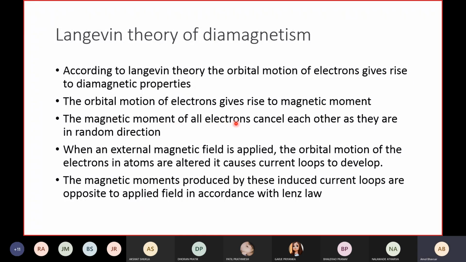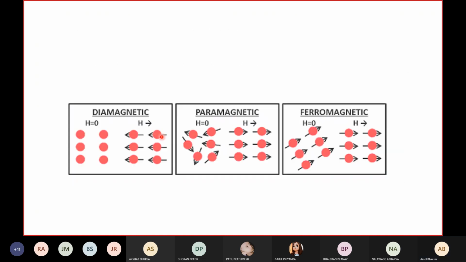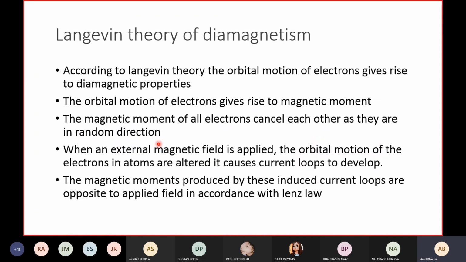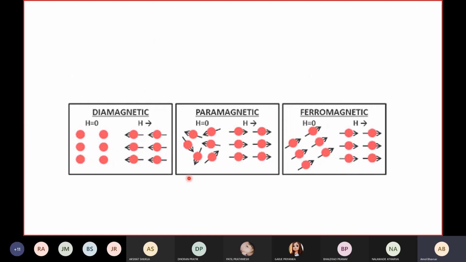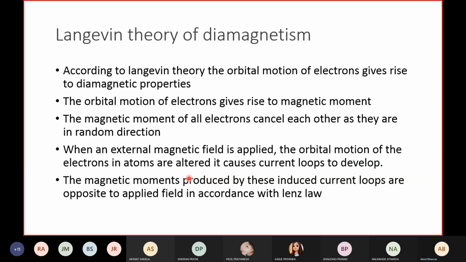The magnetic moments of all electrons cancel each other as they are in random directions. So when all these electrons are in random directions, you will see they are cancelling each other.